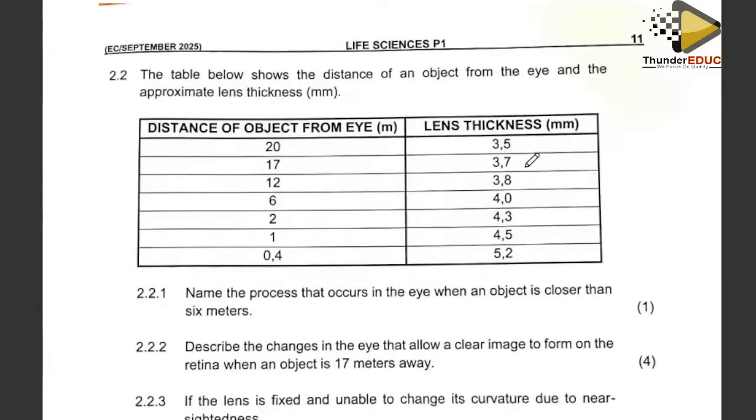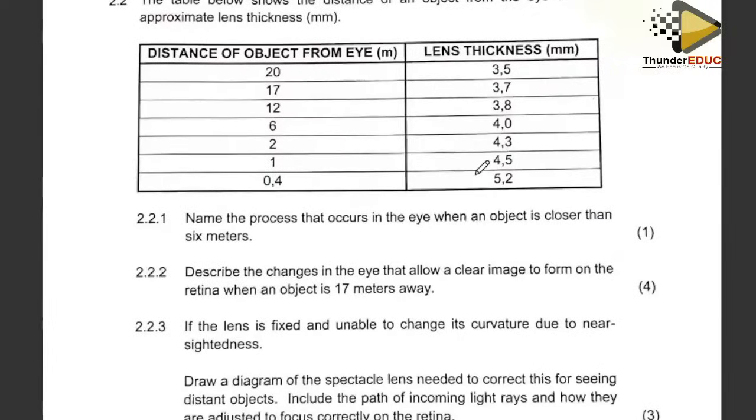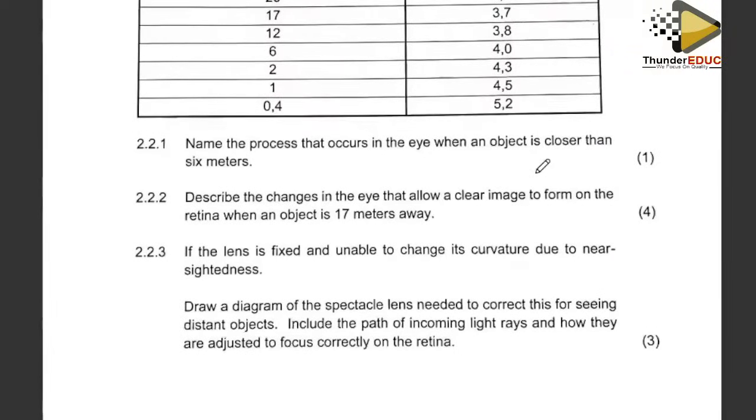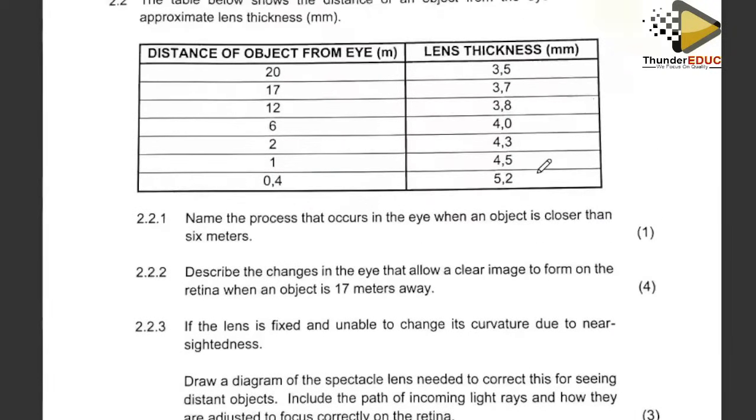The table below shows the distance of the object from the eye and approximate lens thickness. Name the process that occurs when the object is closer than 6 meters. 6 meters, yes. They're saying process, so we call it accommodation. So it is accommodation, when it is less than 6 meters, that is a nearby object. You are viewing an object which is nearby, so it's still accommodation.